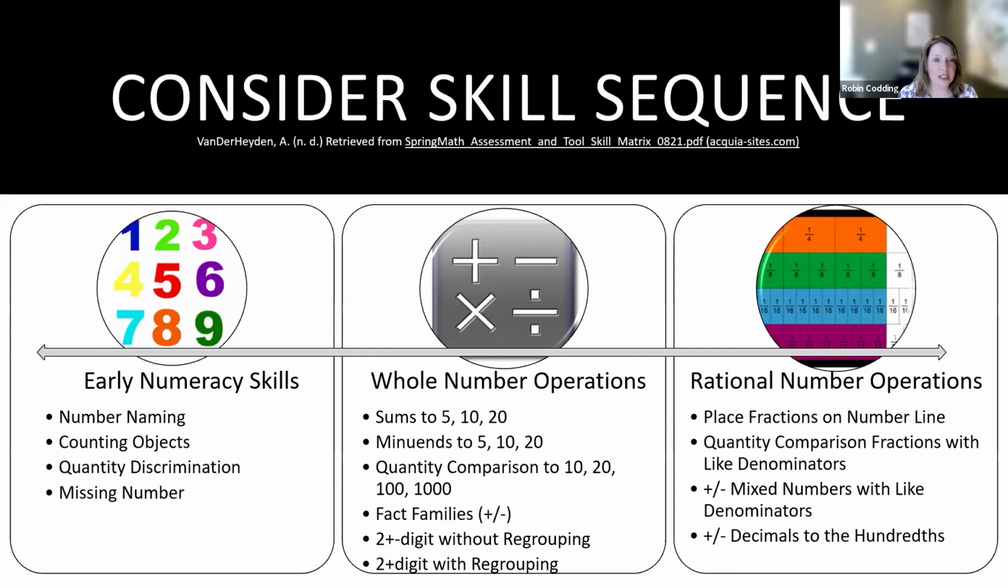You can find these skill sequences through Achieve the Core. You can also find them. This is an example that I have on the slide from Amanda VanDerHeyden, who often provides them for free on different websites related to her Spring Math tool. Brian Poncy has some on his Mind website. So there's lots of places to get these skill sequences, but it's also really helpful to talk to the grade above you to identify what are those key skills to make sure that that's part of your skill sequence too.